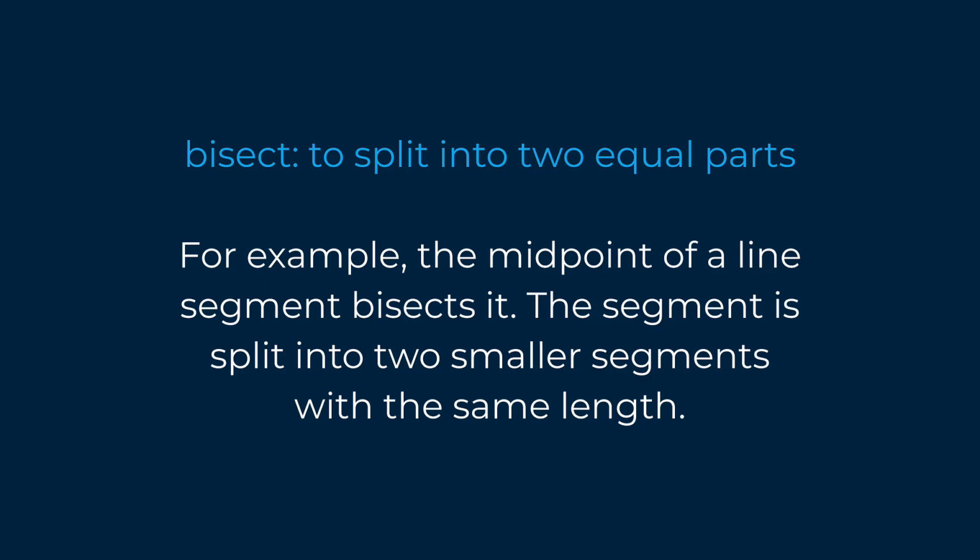Before we talk about angle bisectors, we need to know what a bisector is. It's better to use it as a verb. Bisect is to split into two equal parts. For example, the midpoint of a line segment bisects it, because a midpoint makes the line segment split into two equal parts. This segment is split into two smaller segments with the same length.